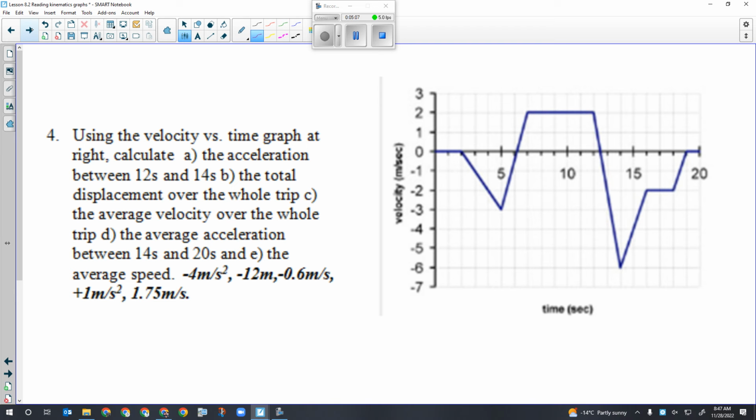Okay, we didn't do this one because it was too involved. But I think at the end of the day, I was asking you to draw all the shapes on it for the second part of the question. But let's go back to the first part of the question here, where it asks us to calculate the acceleration between 12 and 14 seconds.